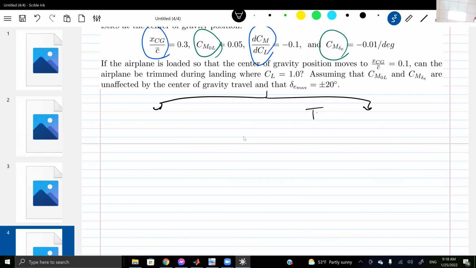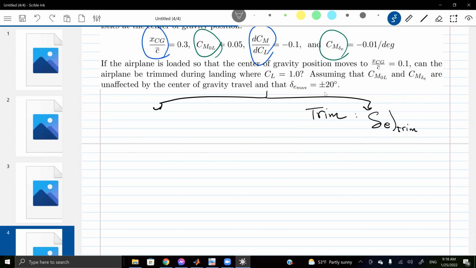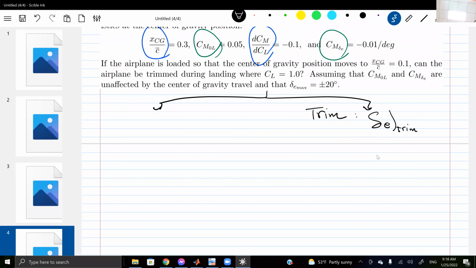Go and do trim. Find the required elevator deflection for trim, and check what? Check if it's between plus and minus 20 degrees. Exactly, if it's between the limits, that's it. So this is one route: go and find the delta elevator to trim at the new CG location.